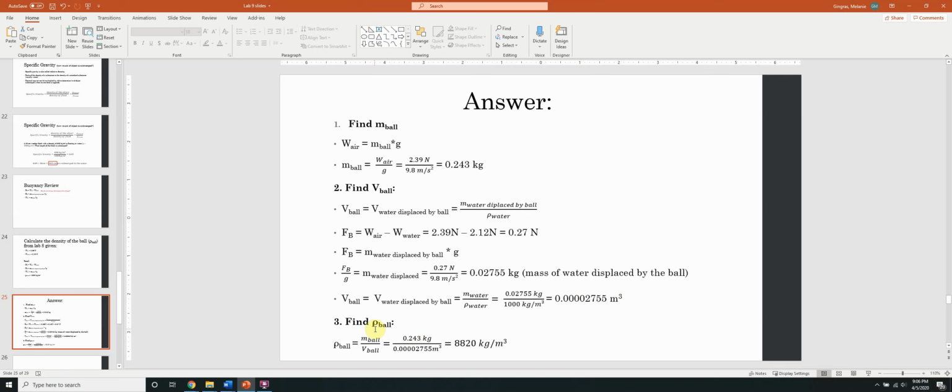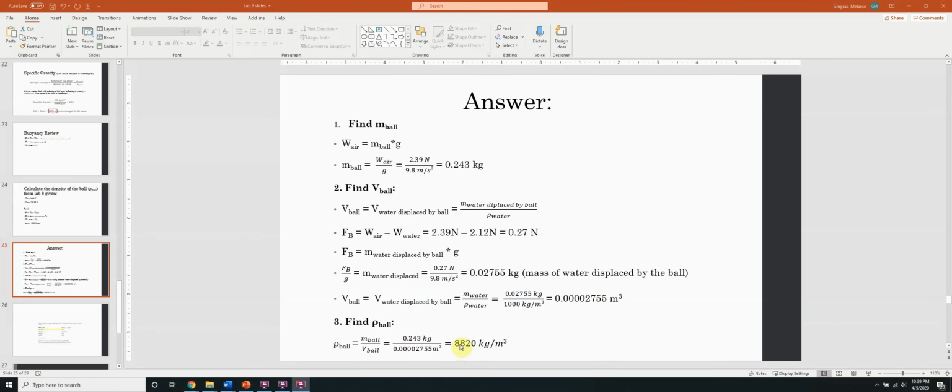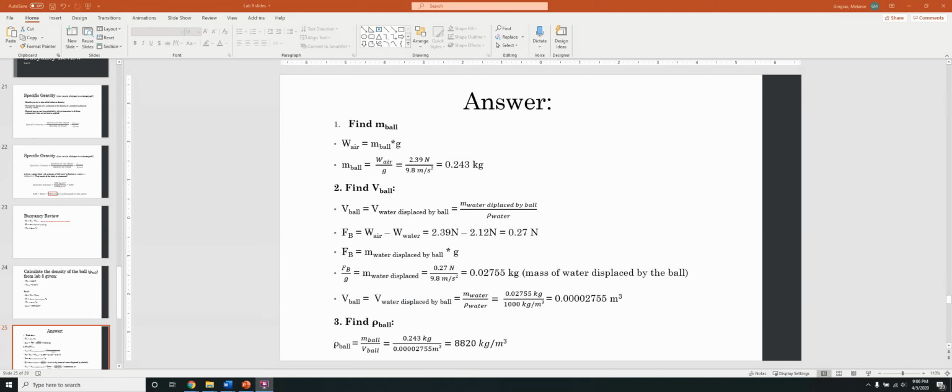Now the last step, very simple: just mass divided by volume to get density. The mass of the ball, which we calculated up here, is 0.243 kilograms. The volume of the ball is 0.0002755 meters cubed. And we get that the density of the ball is 8,820 kilograms per meters cubed. And that's all she wrote.